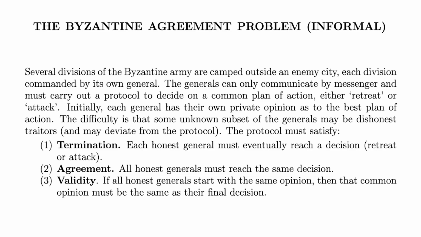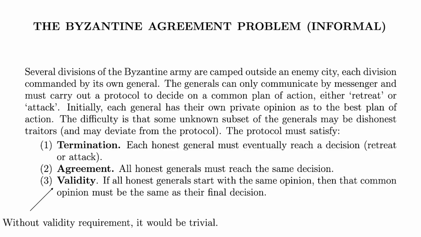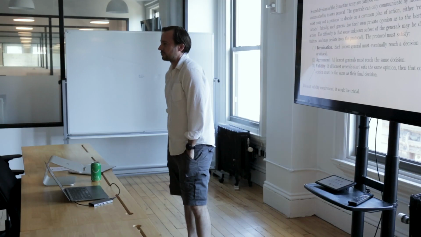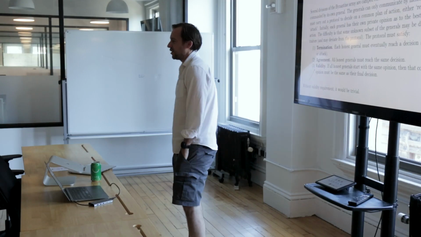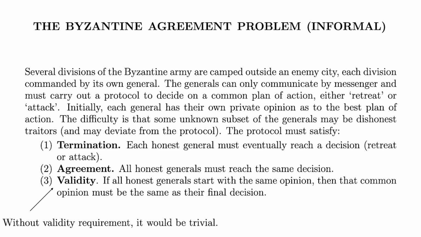So this is like an informal version of the problem. As I say, I'll give you a formal version in a bit. But even with this informal version, there are various things we can already say. So let's start prodding around and see what we can immediately see. The first basic point is that without the validity requirement, it's pretty clear this would be trivial. Without validity, all the honest generals could just ignore their input and all decide to attack, whatever. So certainly validity is required to make this interesting, otherwise it'd be a trivial solution.